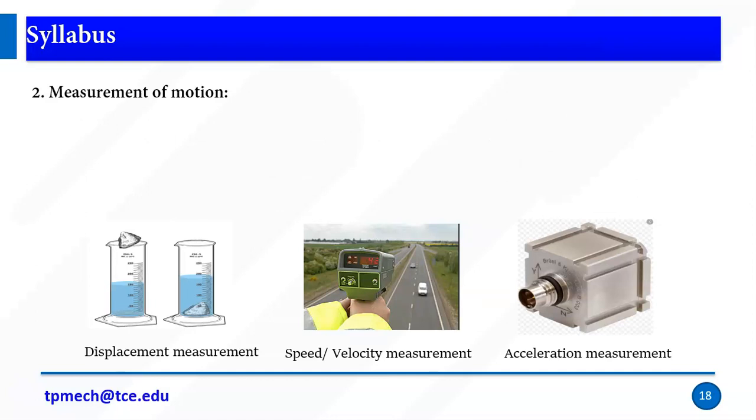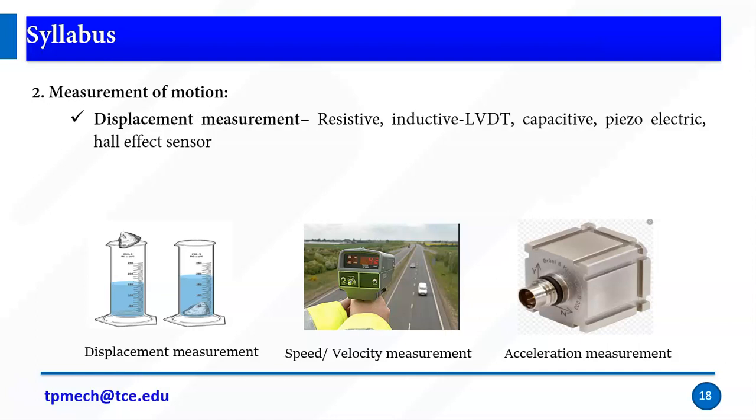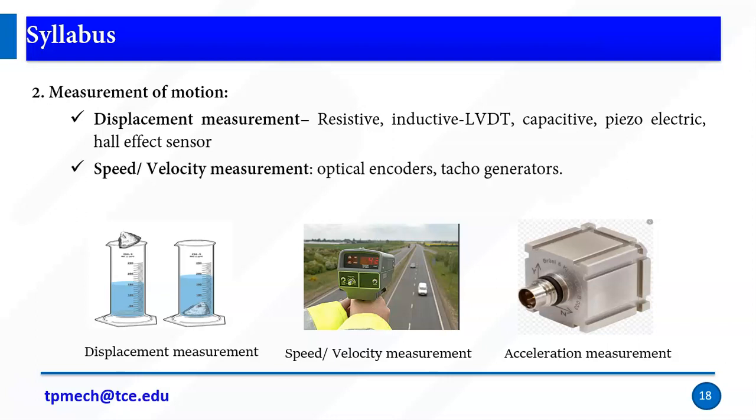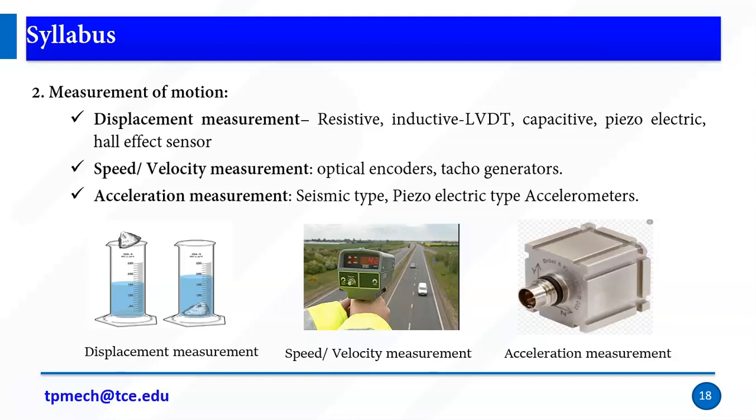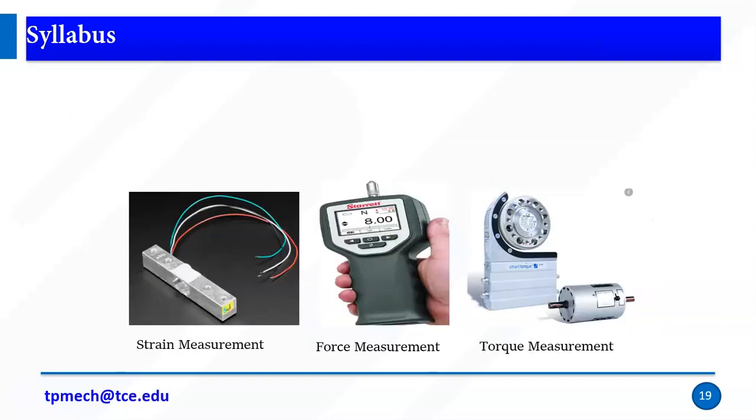The second unit is measurement of motion, where we are going to measure three kinds of motion. One is displacement measurement, right? The resistive and inductive methods are some of the methods to measure displacement. Then speed or velocity measurements, as well as acceleration measurement. This all comes with the motion measurements. So this comes with the mechanical measurements. All those things are very, very important for our mechanical work.